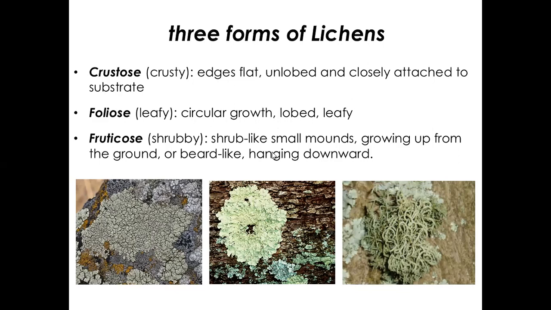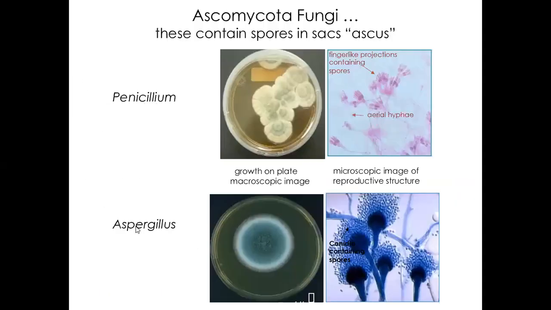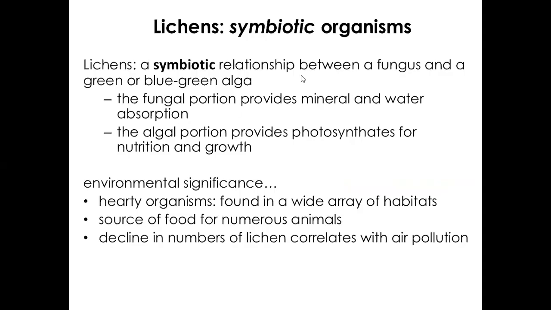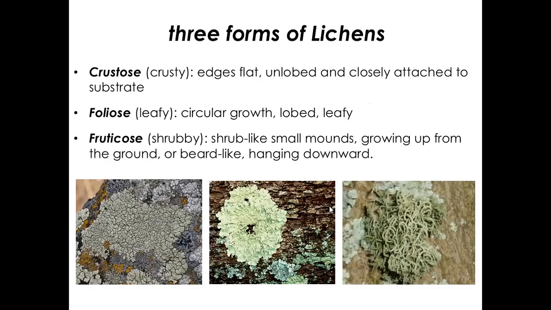But the one that I've seen, that I've got in my backyard, are these. They look like little tiny trees growing up. They're little tiny shrubs, probably a centimeter in height at most. That's a fruticose lichen. So again, all of these are a symbiotic relationship between blue-green algae and a fungus. These are all different types of that symbiotic relationship.